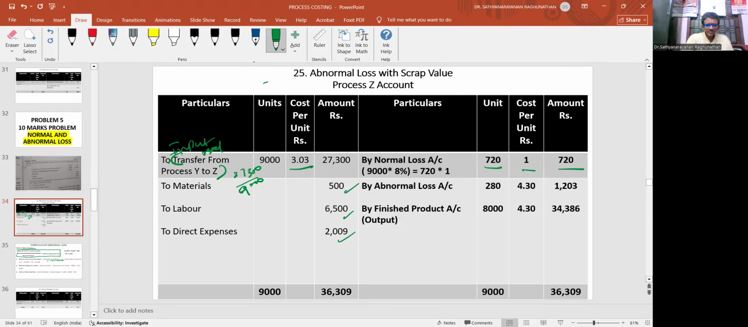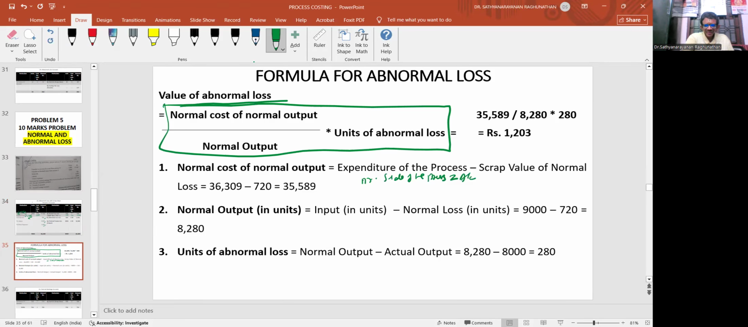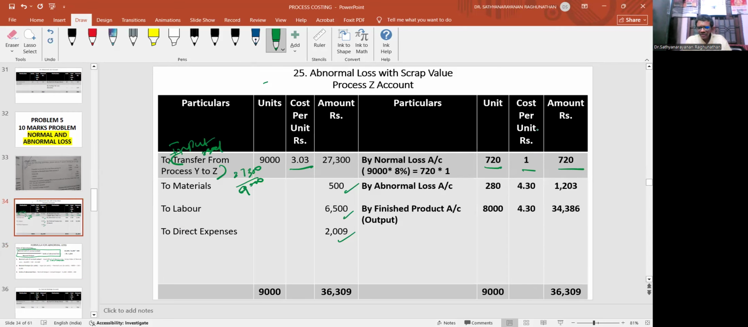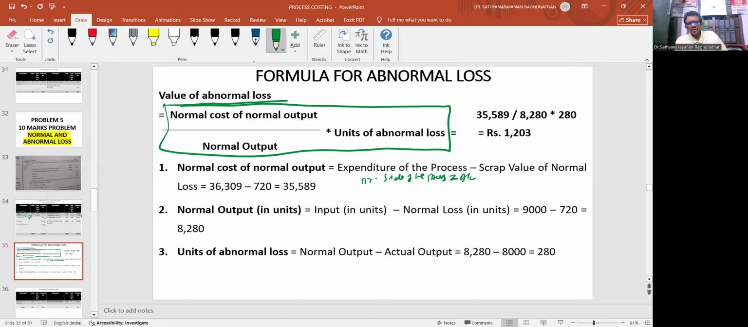You see, that is 36,309, the debit side value of the process Z account, minus 720. This one is the scrap value of normal loss. So 36,309 minus 720, you will be arriving at 35,589.